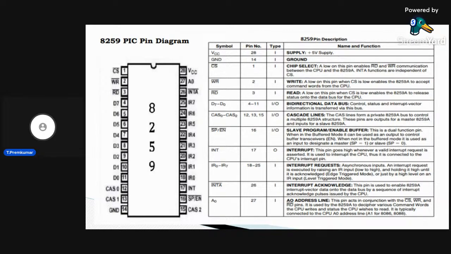You have eight data lines, D0 to D7, which form a bidirectional data transfer bus. You have three cascading lines, CAS0 to CAS2, and SP/EN, that is slave program and enable buffer. The next one is INTR, referred to as interrupt, and you have eight interrupt requests, IR0 to IR7. INTA is the acknowledgement for an interrupt which has been accepted by the processor, and A0 is the address line.